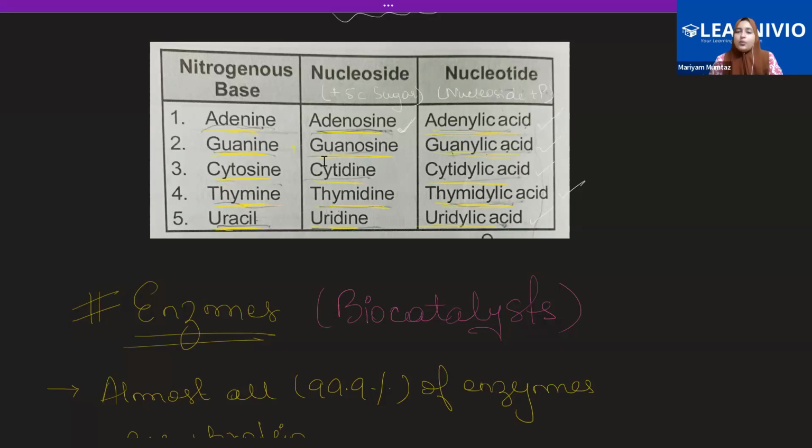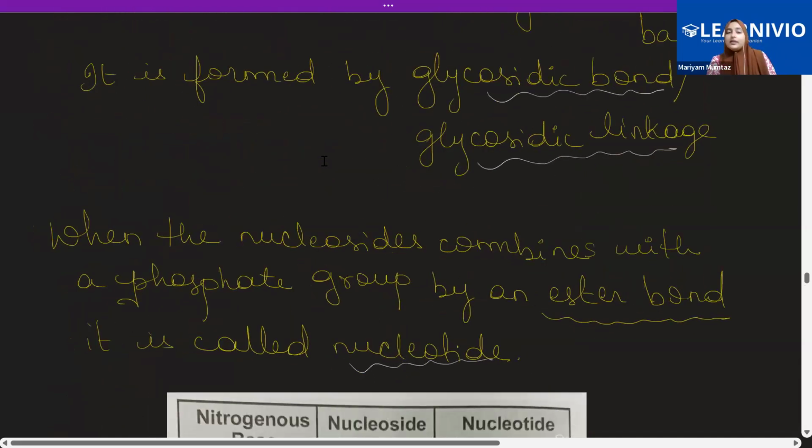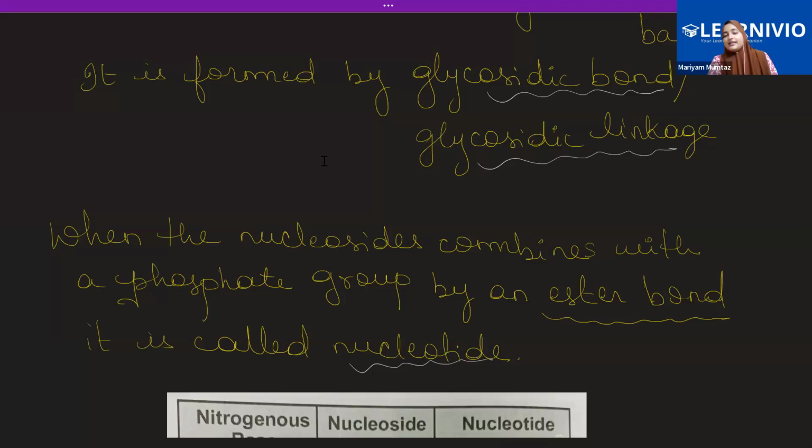So this section was for the nucleotide, and the polymer of nucleotides is a nucleic acid. The examples for which are DNA and RNA. Clear to everyone?